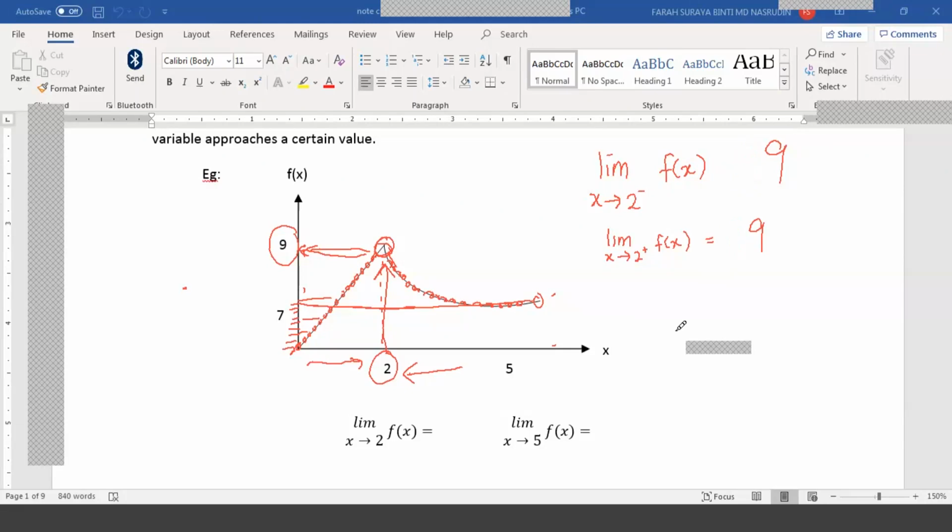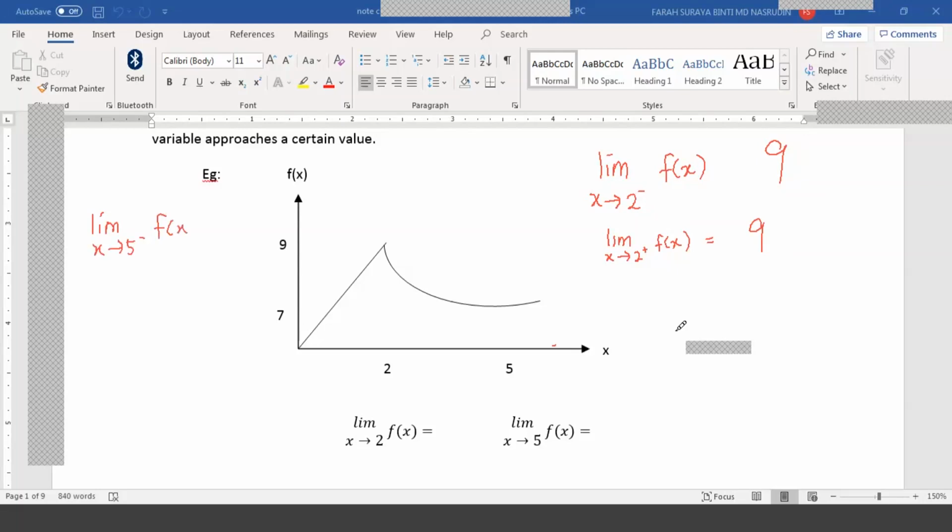Kita tengok lagi satu contoh yang kalau X approaches 5. Okay. When limit untuk X approach 5 from left, berapa jawapan dia? X approach 5 from right. Okay, kita nak tahu berapa jawapan dia.